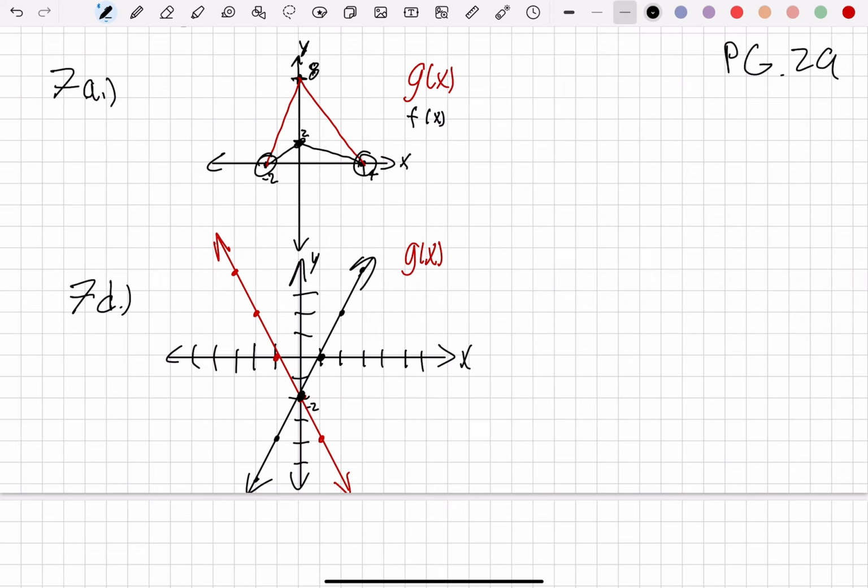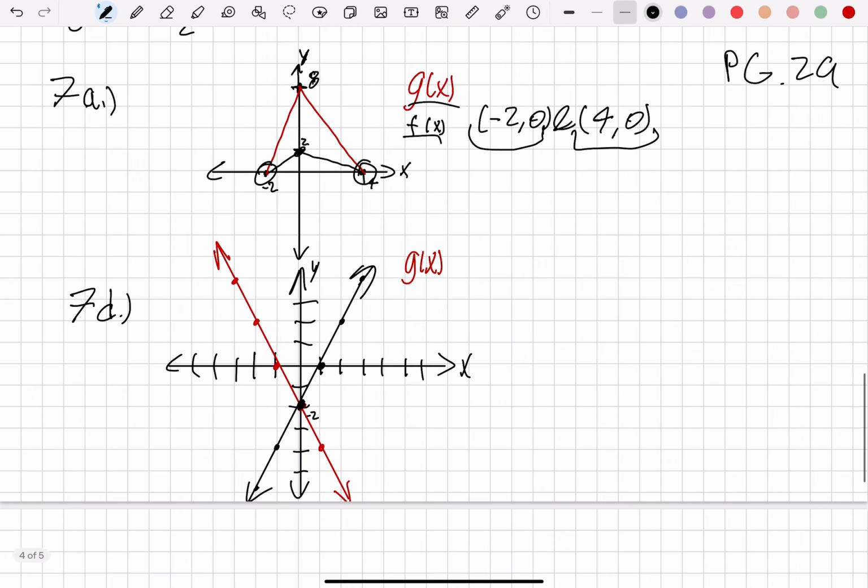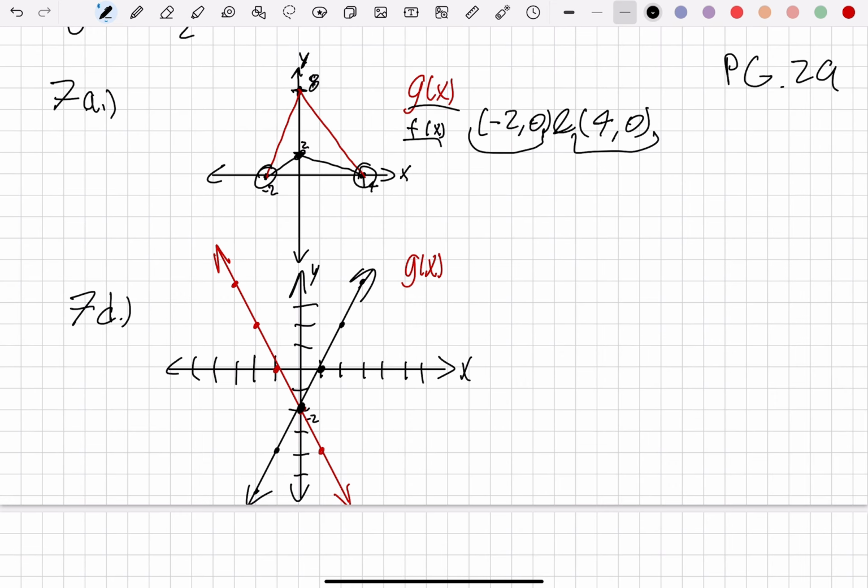So if we look here, we have two invariant points, which are (-2, 0) and (4, 0). So these points occur on both f of x and g of x. What this tells us is that we can't have any kind of horizontal or vertical translation. Because if the difference between 2 and 8 were, say, a vertical translation of 2, then these would both have to be moved up 2. But in this case, they're not, which tells us that there's no translation in that way, which means that the only way that we can go from 2 to 8 is by stretching it.